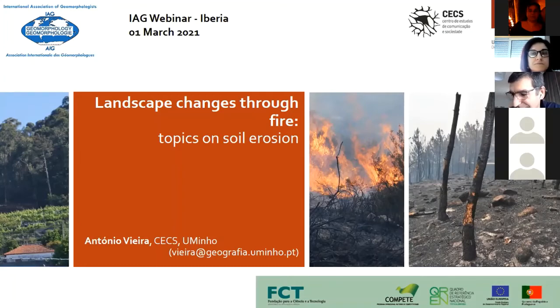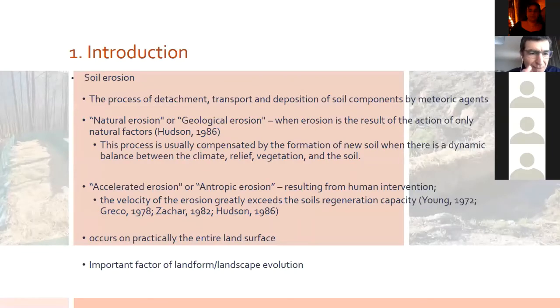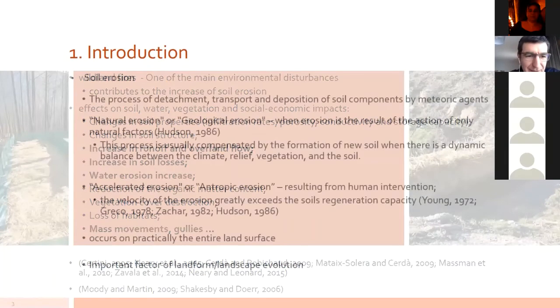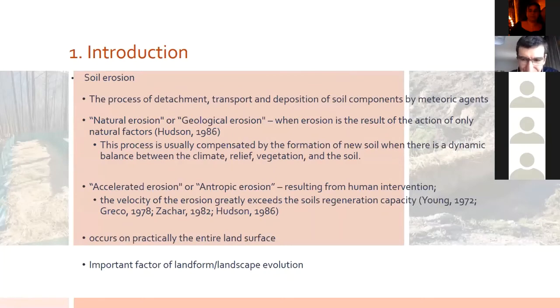However, soil erosion by water occurred in burnt areas is a recent topic, and it has been developed mainly in the last 30 years. Well, just some 2 or 3 notes related with soil erosion. Well, it is a process of detachment, transport, and deposition of soil components.